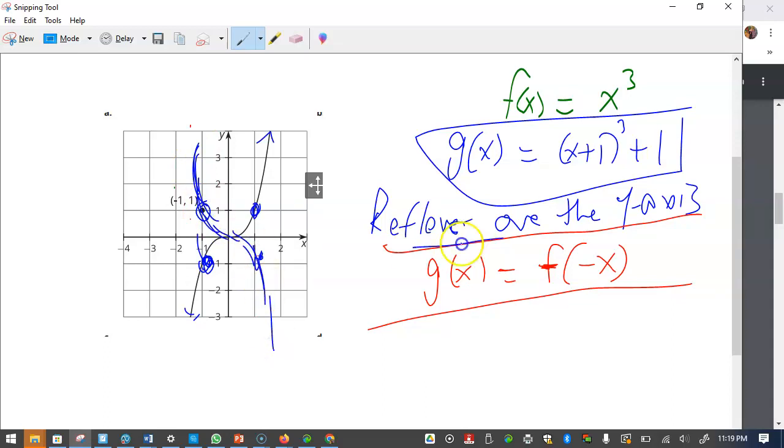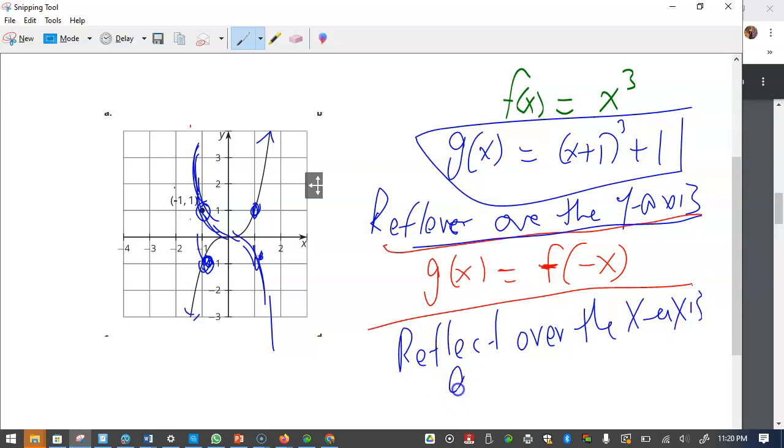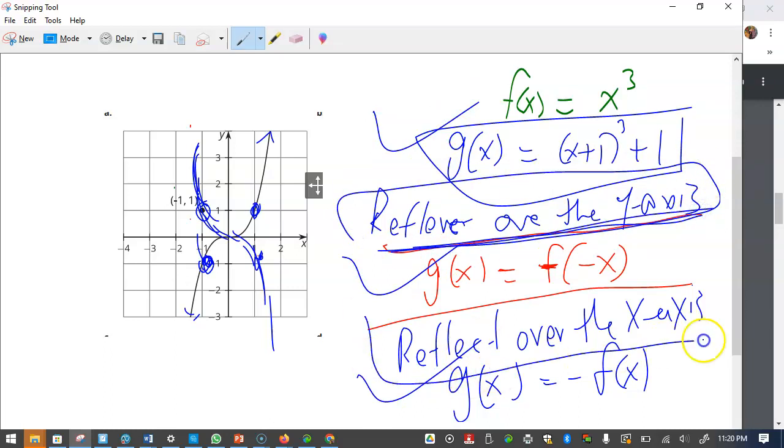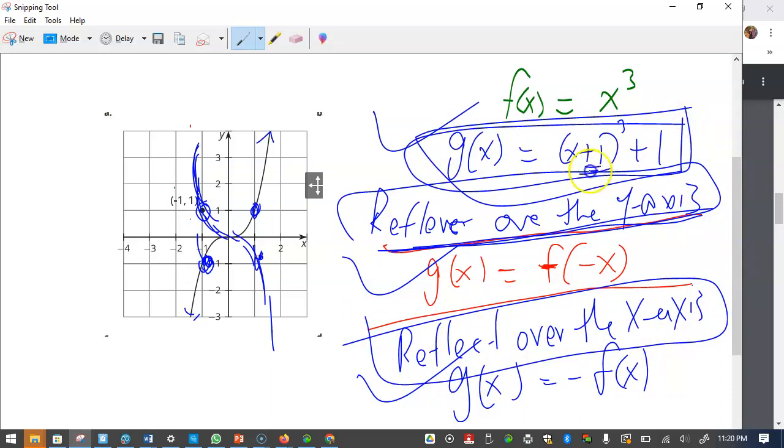So you can either say reflects over the y-axis, or you can say, okay, reflect over the x-axis. It means your new function g(x) will be minus of whatever f(x). So this is how we need to understand. This is also correct, or you can say this one, or this one. Reflects over the y-axis, or reflects over the x-axis, or you could say it shifts over one place to the left and goes one up.